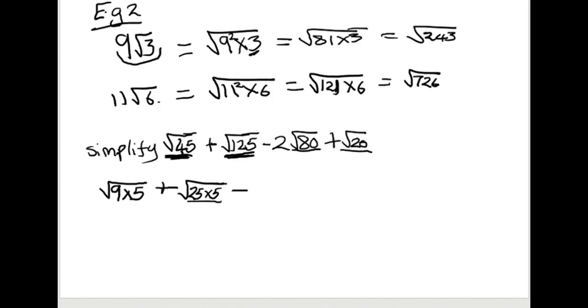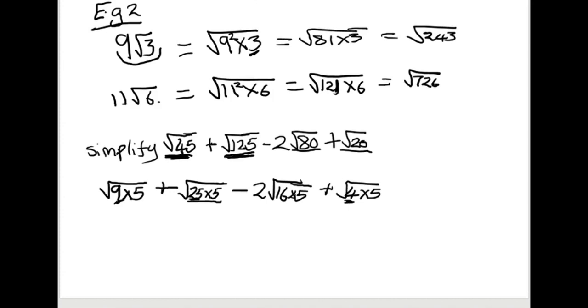Bring down my minus, bring down my 2. I'm only working on the roots. So what are those two numbers that when I multiply them, I'll have 80, of which one should be a perfect square? That's 16. 16 is a perfect square. 25 is a perfect square. 9 is. So I must have one perfect square. That's 16 times 5, 80. Plus, what about 20? That's 4 times 5. Note, I'm using perfect squares. One of the factors must be a perfect square.